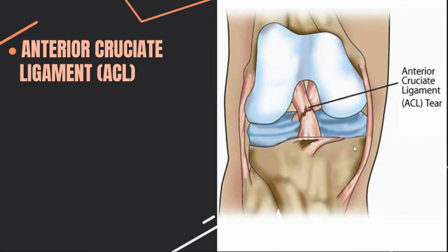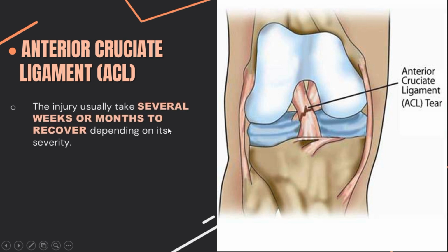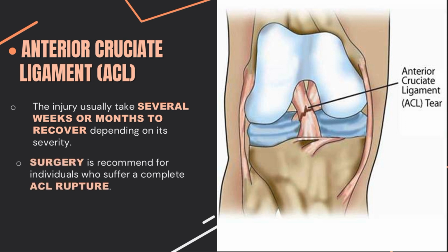So class, anterior cruciate ligament tear. Okay, so ito po yung tinatawag natin na ACL. Ina-annotate ko siya actually. Ayan, ito po yung tinatawag natin na ACL. And once na napunit na siya, ayun yung tinatawag natin na sprained ligaments. Okay? So, the injury usually takes several weeks or months to recover depending on its severity. Okay, so a surgery is recommended for individuals who suffer a complete ACL rupture.